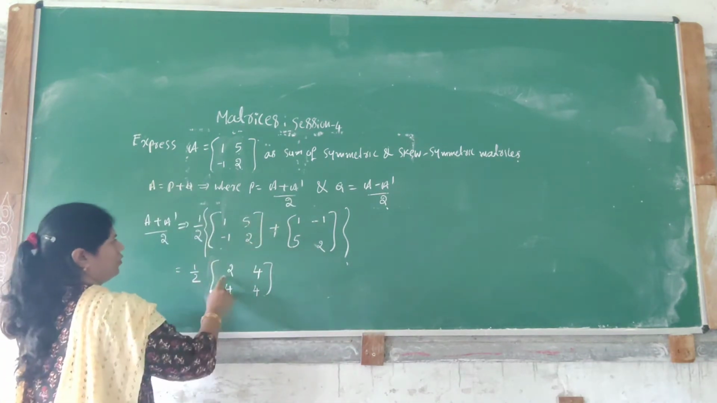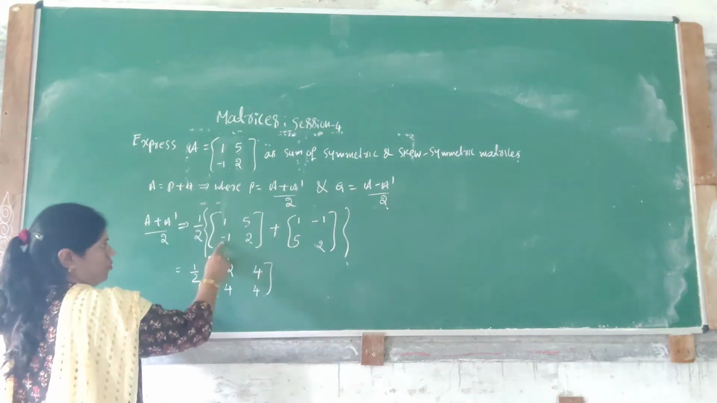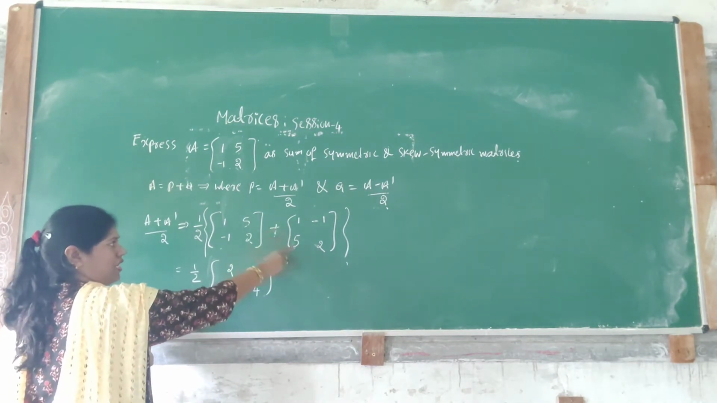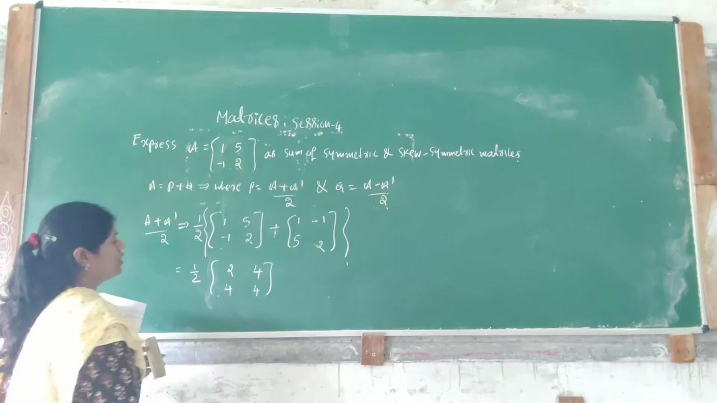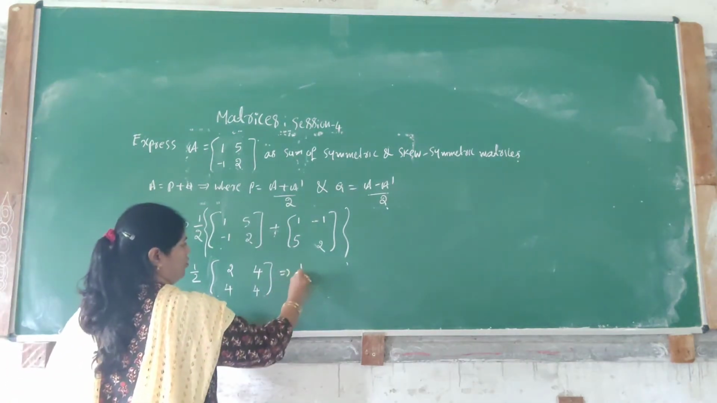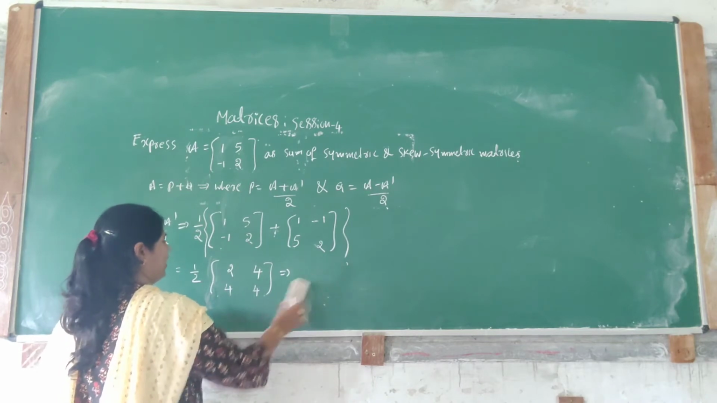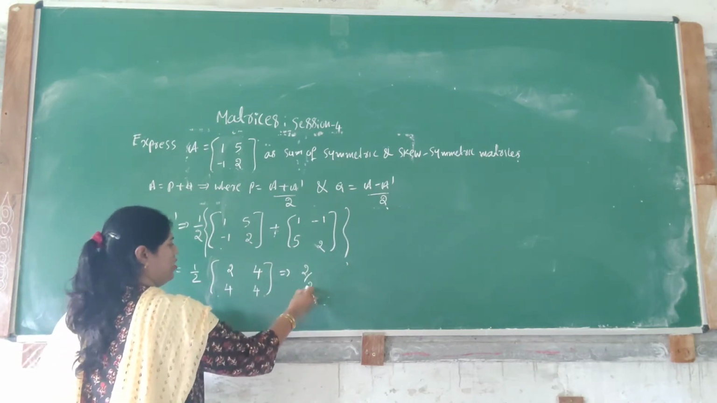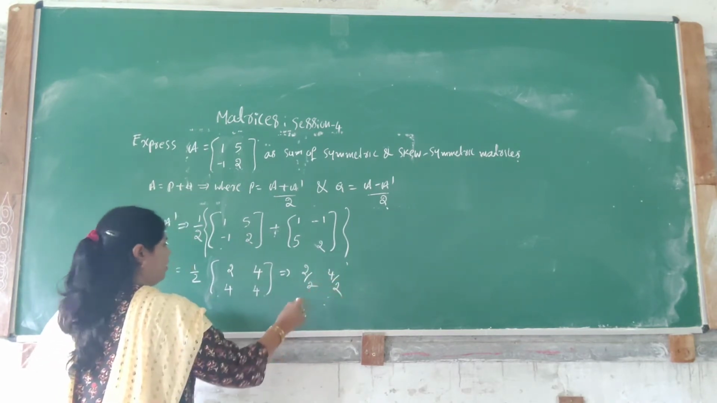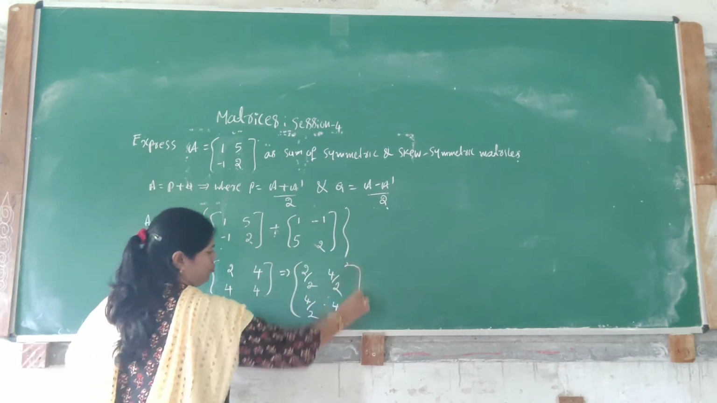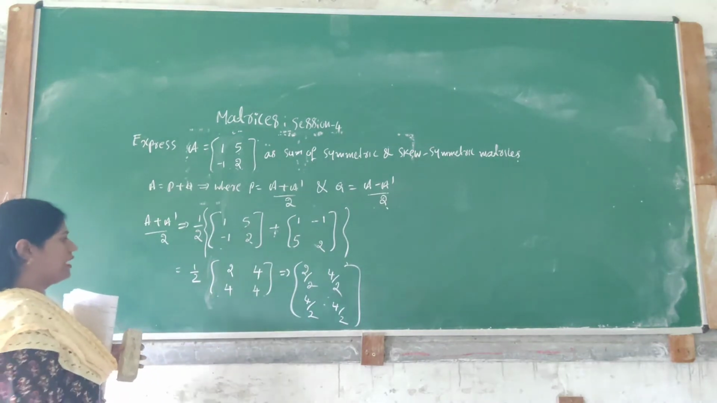So 1 plus 1 is 2, 5 minus 1 is 4, minus 1 plus 5, why is it plus 4? Because the greater number is 5, it is plus. 2 plus 2 is 4. So it is equal to 1 by 2 of this. You can do it directly, right? Instead of writing like this, you can write 4 by 2. You can do it directly otherwise.